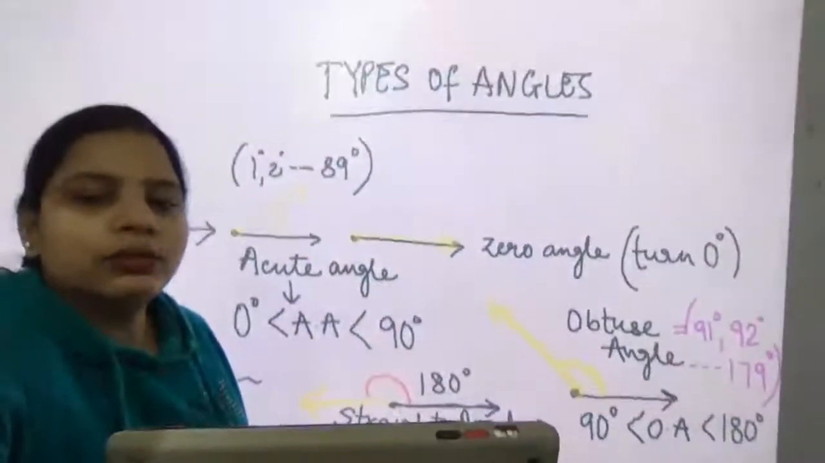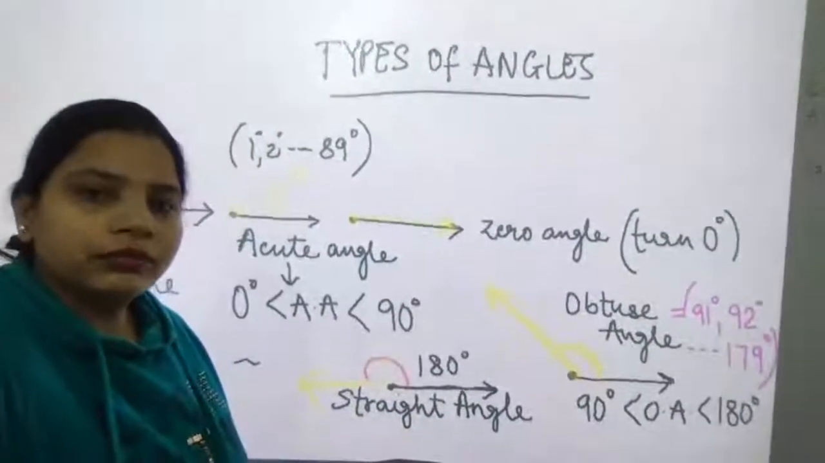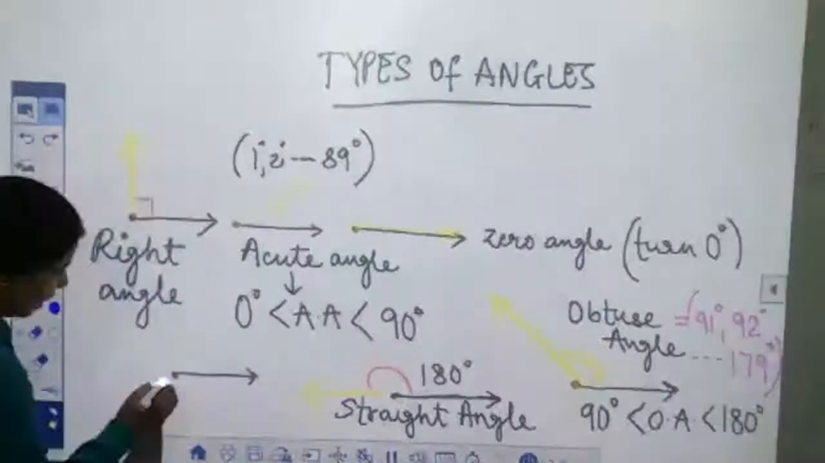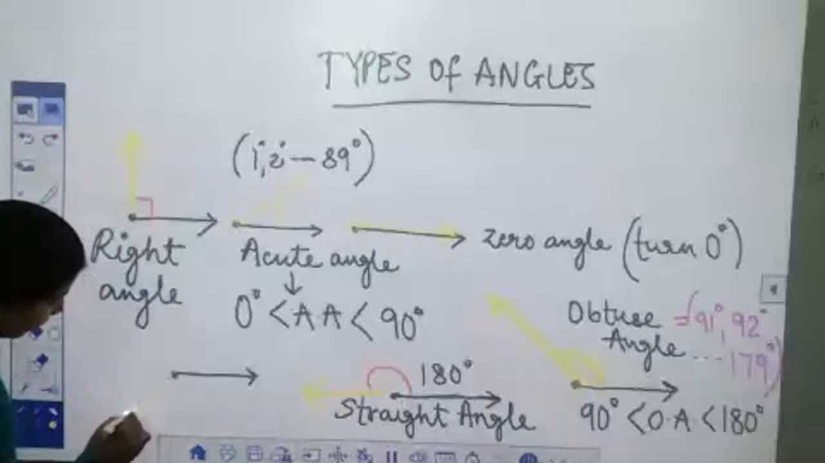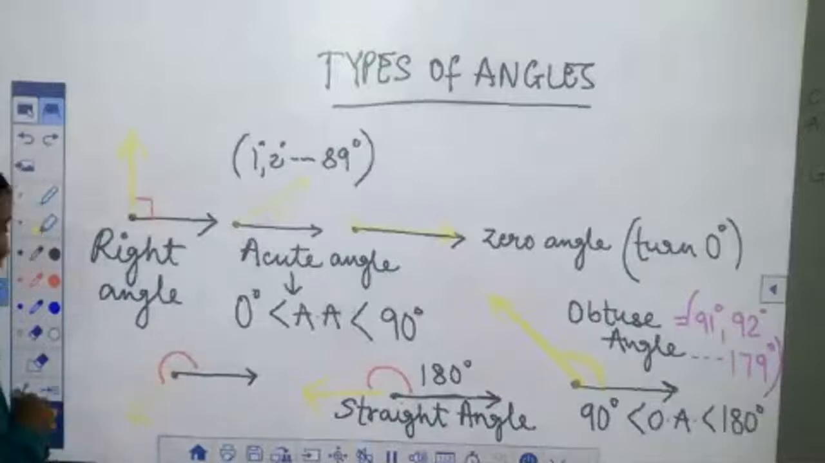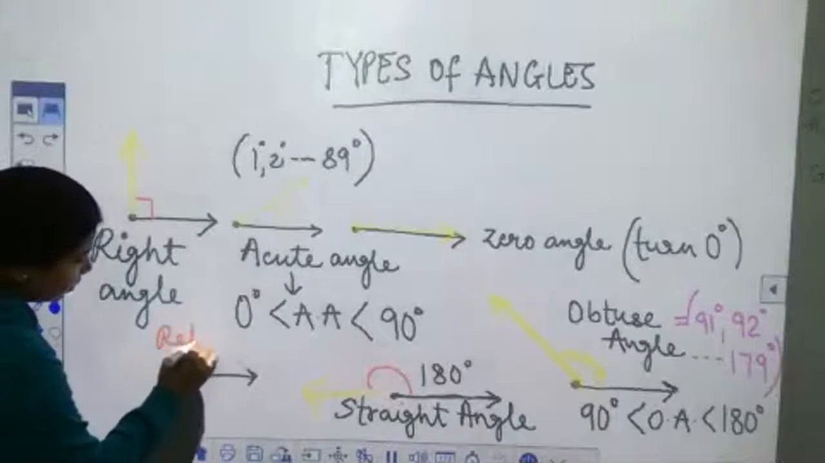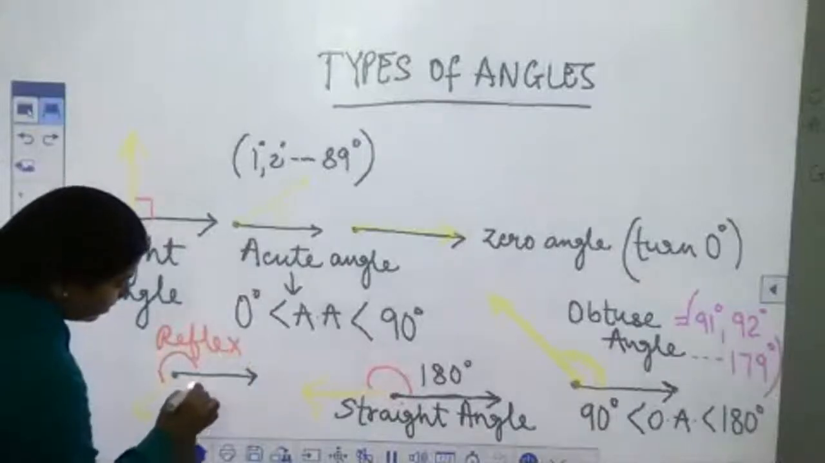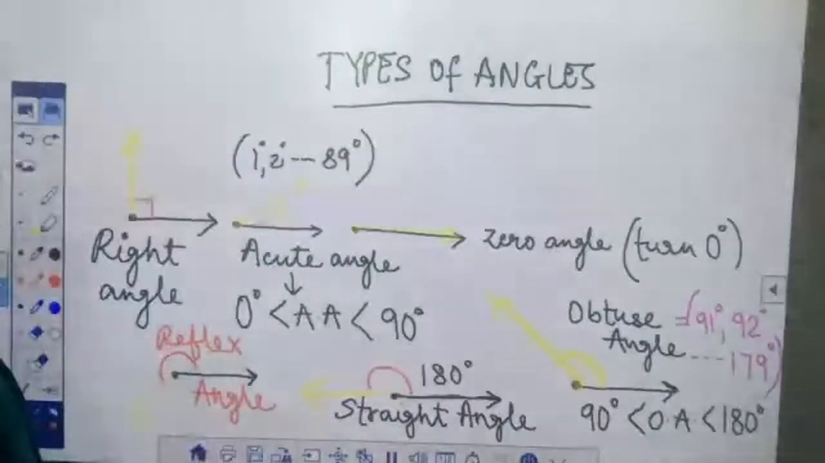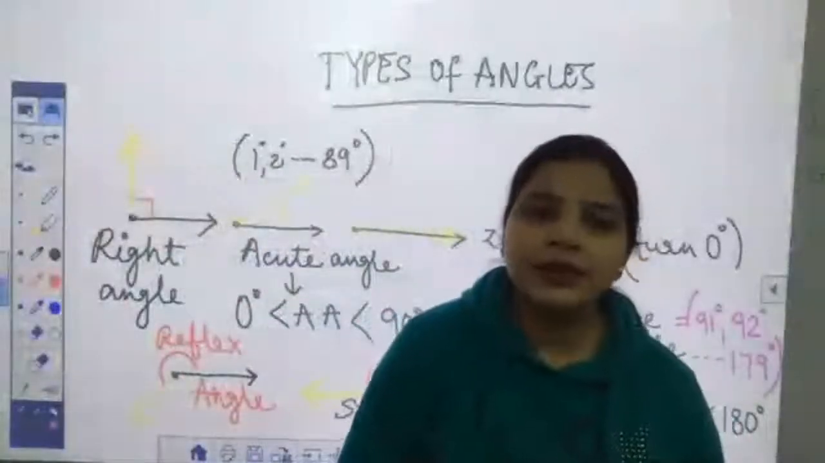Now you'll be able to see things here. Greater than 180 degree, but less than 360 degree. And another one is like this. So the turn will be this. This is reflex angle. Reflex angle has the measure greater than 180 degree but less than 360 degree.